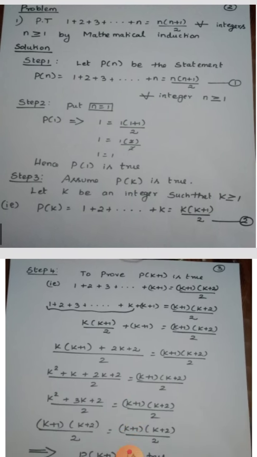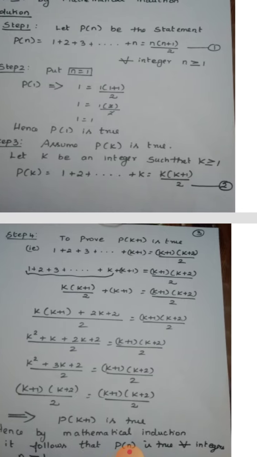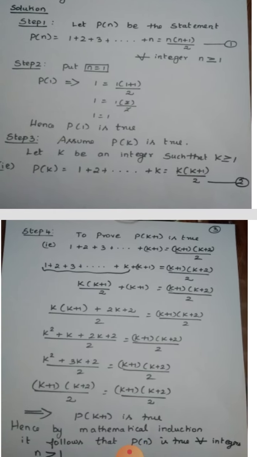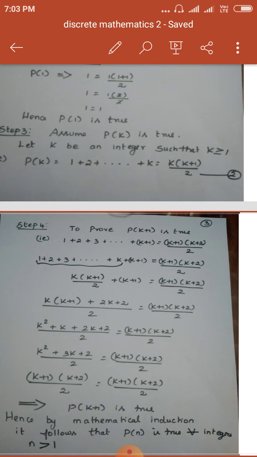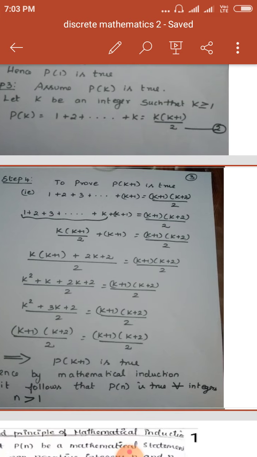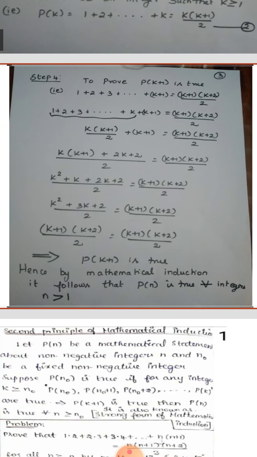Step 3 is we have to assume P of k is true and write the statement as equation number 2. Step 3 is assumption. Step 4 is we have to prove P of k plus 1 is true. So after proving all the steps, finally you have to write the statement: by the principle of mathematical induction, it follows that P of n is true.